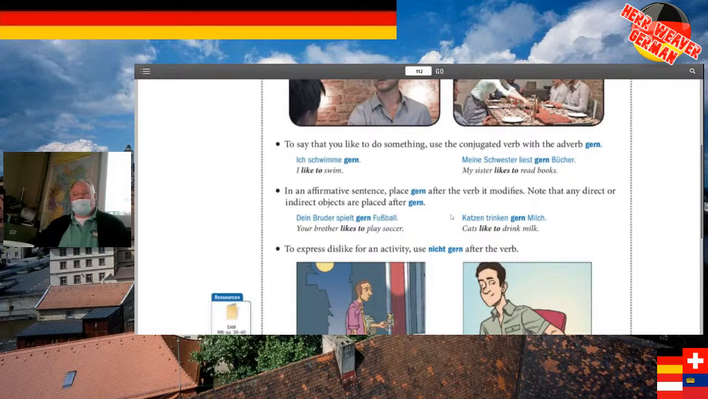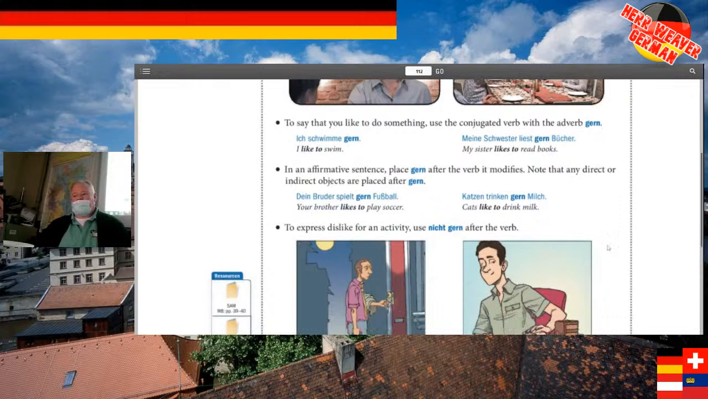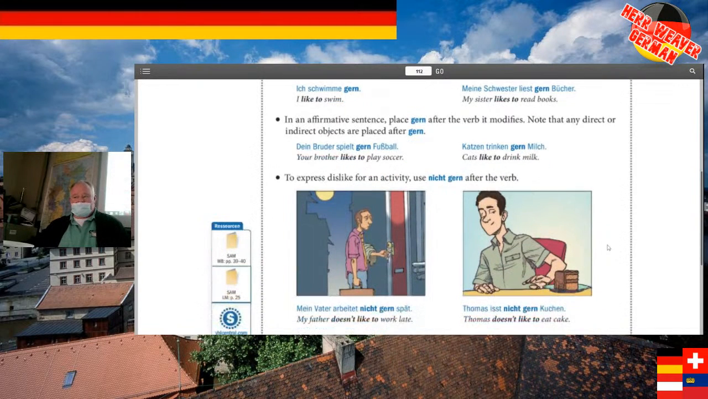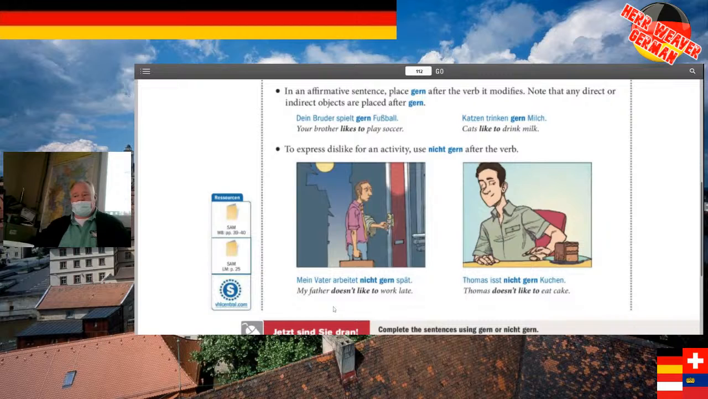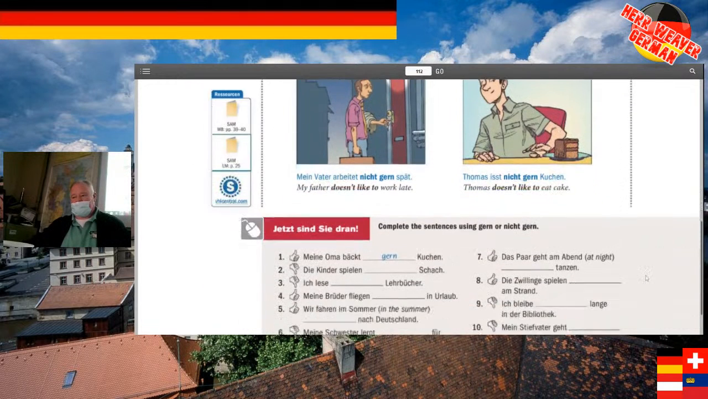Good. Here's Katzen in general. Cats. Katzen trinken gern Milch. Good. And then to express dislike for an activity, use nicht gern. Mein Vater arbeitet nicht gern spät. He likes working, but doesn't like to work spät, late. Thomas isst nicht gern Kuchen. This is Kuchen, a piece of cake. Right, so what's wrong with him? I don't know. Okay. Good.